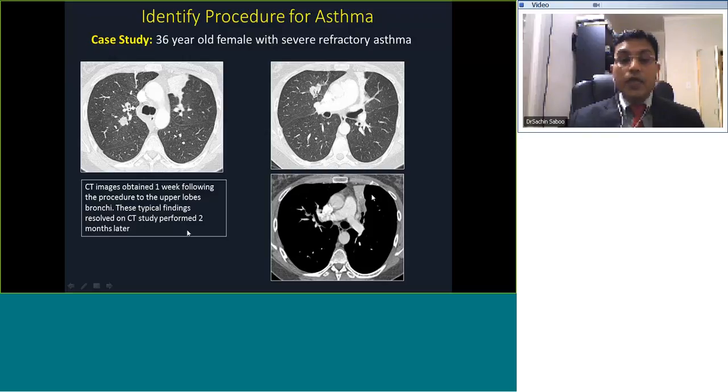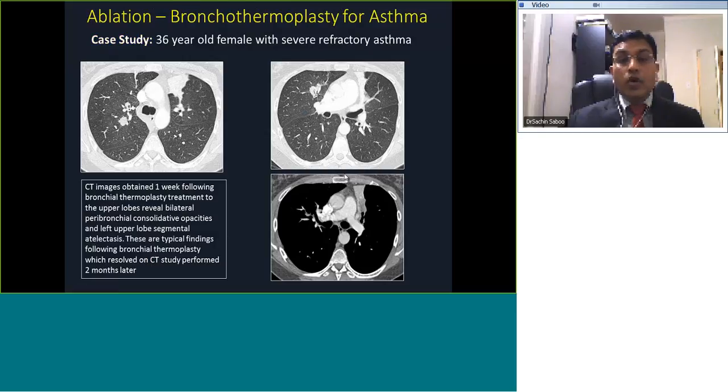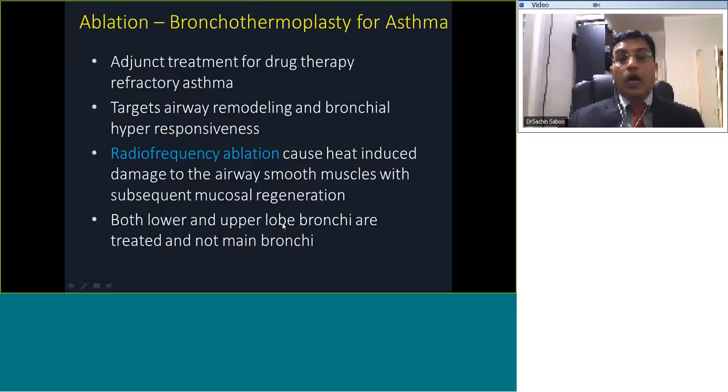If I tell you these findings in the lungs had resolved 2 months later, so this is basically a bronchial thermoplasty, which is sort of an ablation procedure for patients with asthma. What you see here is that this finding did resolve on the 2 months CT. So how does this work?